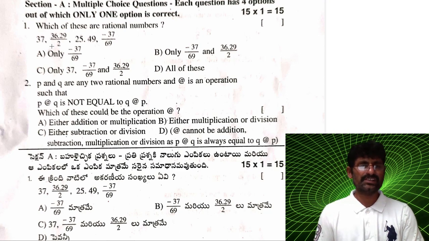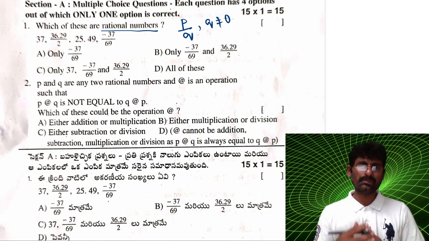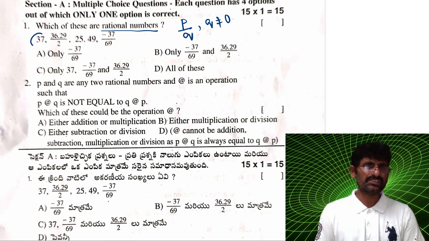Here we are given 37, 36.29 by 2, 25.49 and negative 37 by 69. First of all, what are rational numbers? Any number which can be written in p by q form, where p and q are integers and q is not equal to 0, is said to be a rational number. Here in the given numbers we have first 37. 37 can be written as 37 by 1. So it is a rational number.